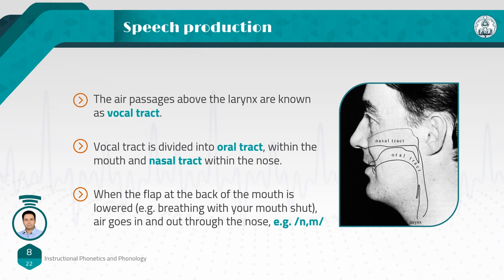The upper limit of the nasal tract has been marked with a dotted line here. Look at the picture, you see the dotted lines. The reason is that the exact boundaries of the air passages within the nose depend on soft tissues of variable size. The size is different in different people.